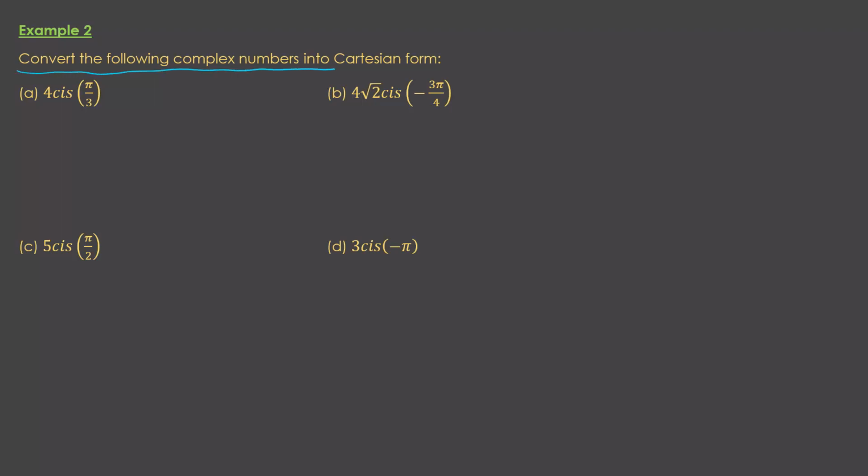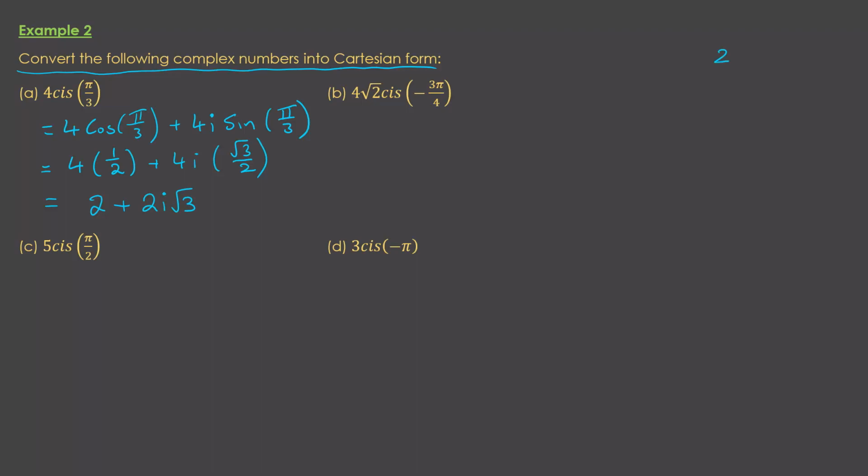Convert the following complex numbers into Cartesian form. So 4 cis pi by 3 means 4 cos pi by 3 plus 4i sine pi by 3. Now these are standard angles, and you should know that cos of pi by 3 is a half, and that sine of pi by 3 is root 3 over 2. And so we get 2 plus 2i root 3, or 2 root 3i.